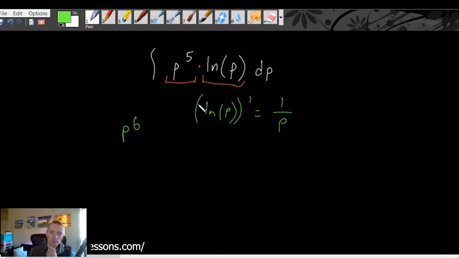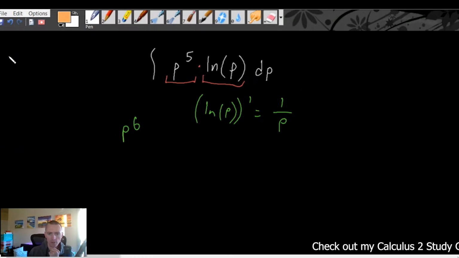But the point is just thinking about the derivative of one of our terms with the antiderivative of the other term being p to the sixth and 1 over p. If you multiply those together, which is what the integration by parts formula is going to get us to do, things should simplify quite nicely.